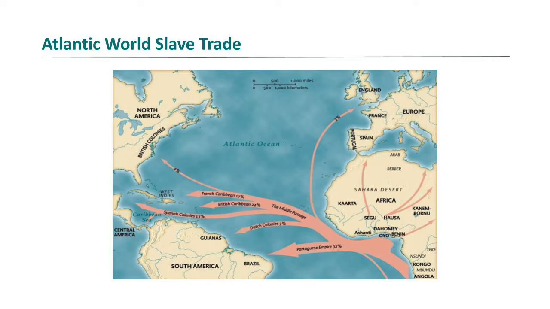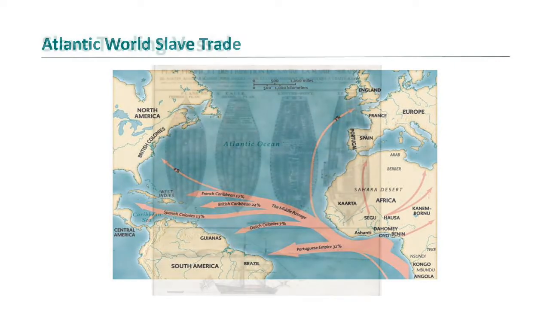The Atlantic slave trade expanded rapidly in the 18th century. This map shows that the mainland colonies received only a tiny portion of the Africans brought to the New World, most of whom were transported to Brazil and the West Indies.